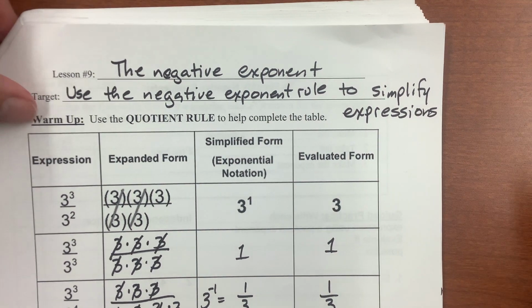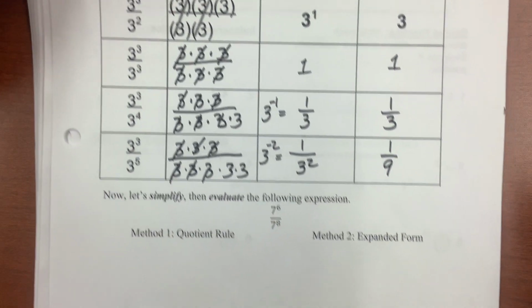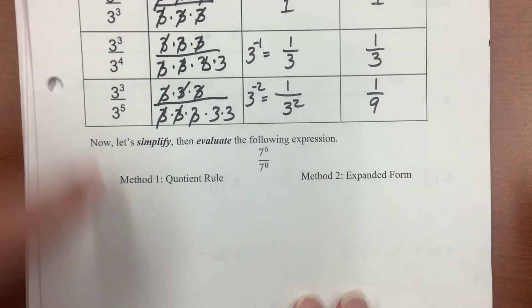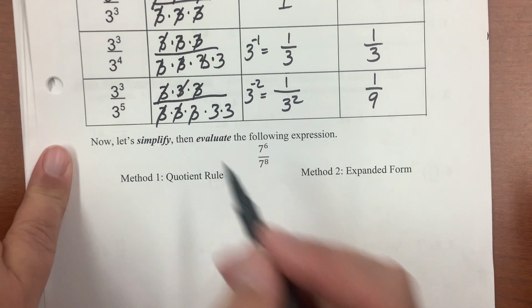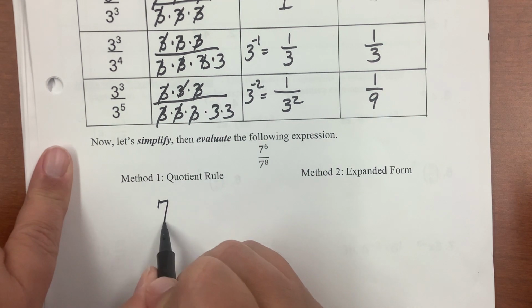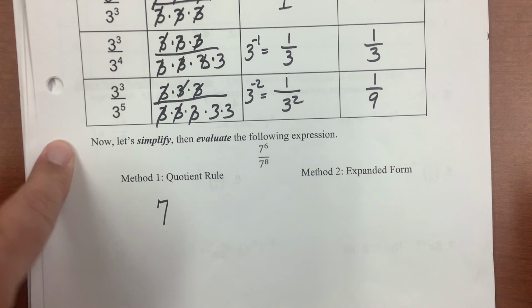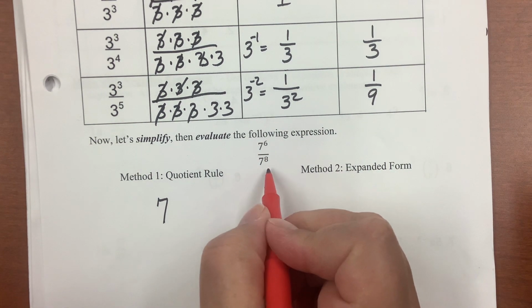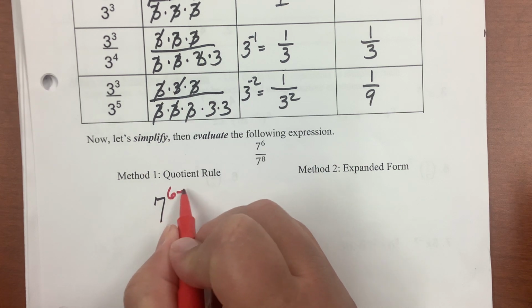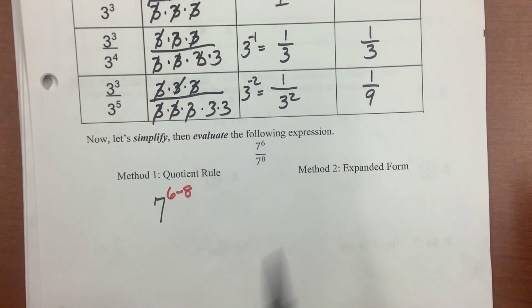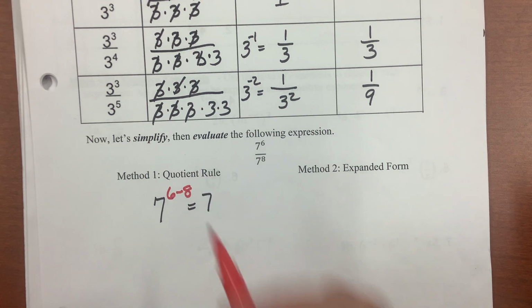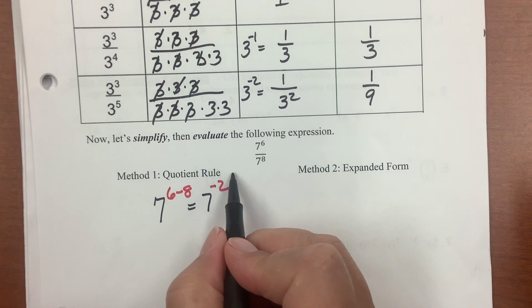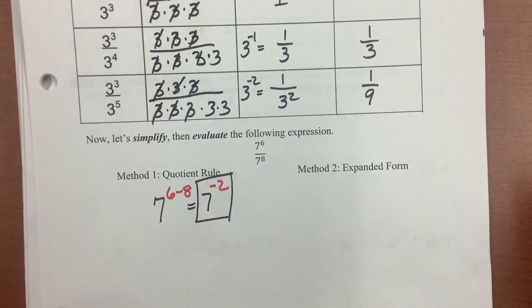All right. So now let's simplify and then evaluate the following expression, using the quotient rule. The quotient rule says keep the base and subtract the exponents. So top minus bottom, 6 minus 8. I still have 7, and 6 minus 8 is -2. So the quotient rule says I should have 7 to the -2.